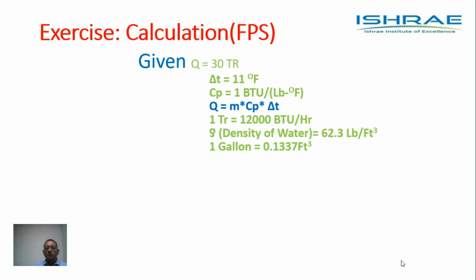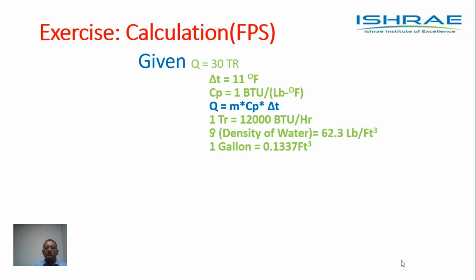Cp is 1 BTU per pound per degree Fahrenheit. That is the definition of BTU itself. BTU is the amount of heat required to raise the temperature of 1 pound of water by 1 degree Fahrenheit. Q is equal to m into Cp into delta T. The scientific relationship remains the same, which is given in blue.